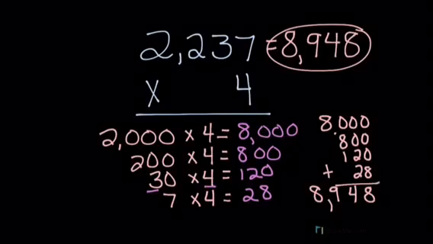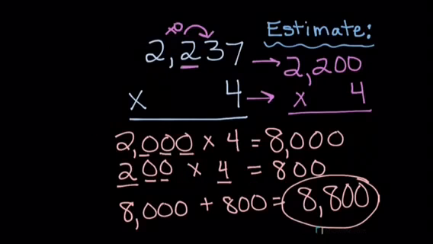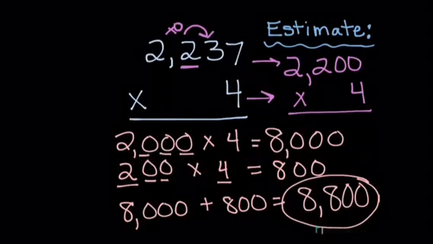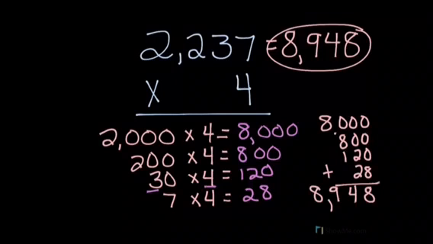Let's compare it to our estimate. Our estimate was 8,800. Our actual answer is only 148 over. So we actually have an underestimate here, but it is very close to my actual answer. So I know that my answer is reasonable.